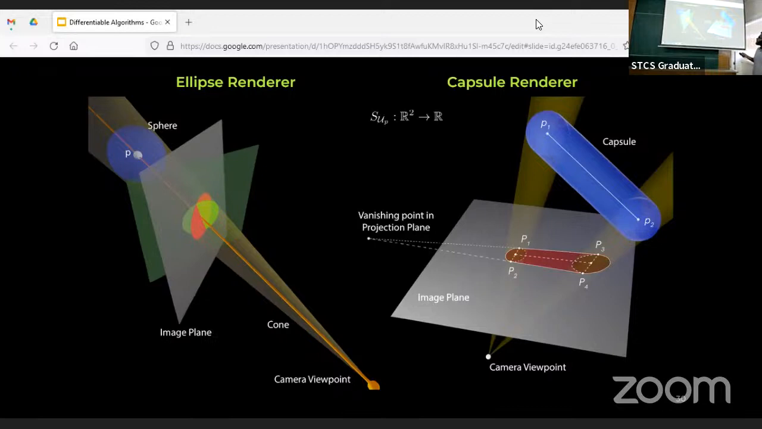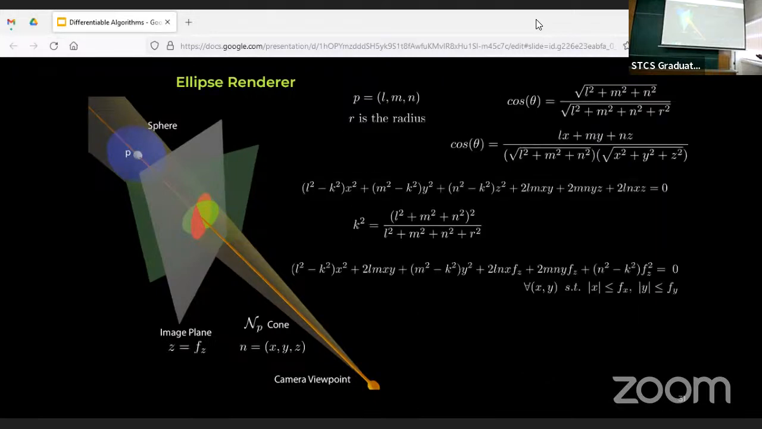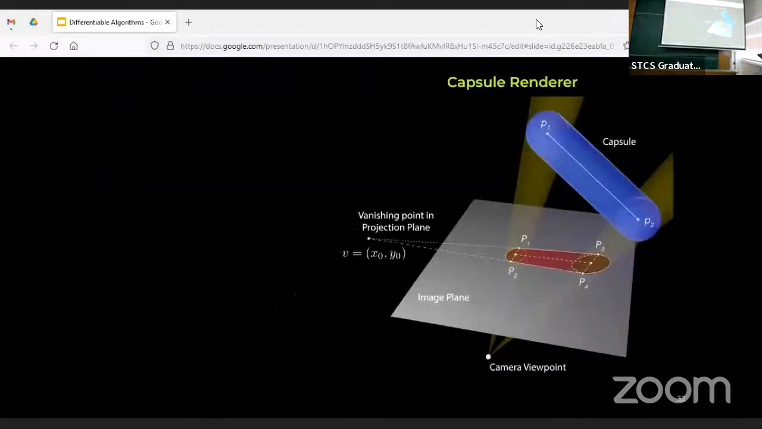Because in this computation, the frustum is not there. It can be out, even for a query point outside the image state, we can compute, but that would be handled differently. So we'll get this ellipse renderer, and for the capsule renderer, we assume these two lines.